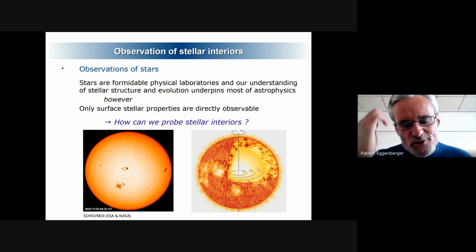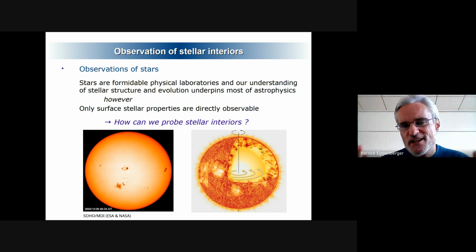The key point, of course, as we have seen before, is that we rely on the fact that the star is rotating. The key question that we have is, okay, but how can we really probe stellar interiors? Because this is what we want. We want to see the interior of the star and to test our model that describes the transport of chemicals and angular momentum inside the star.